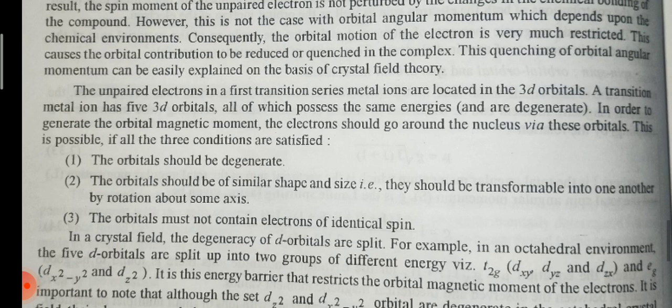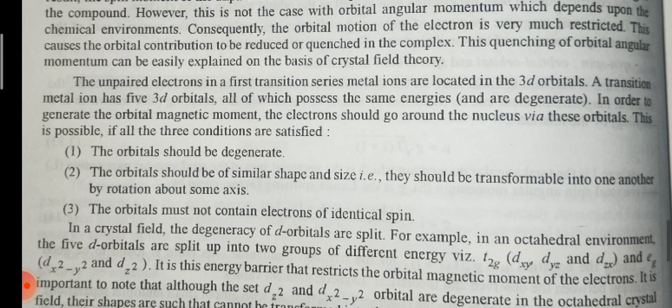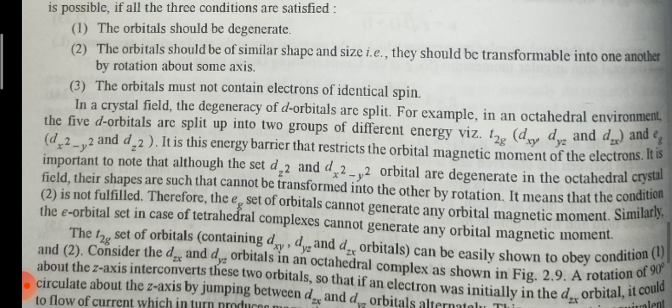The unpaired electrons in first transition series metal ions are located in 3d orbitals. A transition metal ion has five 3d orbitals, all of which possess the same energy and are degenerate. In order to generate the orbital magnetic moment, the electron should go around the nucleus via these orbitals. This is possible if all three conditions are satisfied. The orbitals should be degenerate. The orbitals should be of similar shape and size, that is, they should be transformable into one another by rotation about some axis. The orbitals must not contain electrons of identical spin.